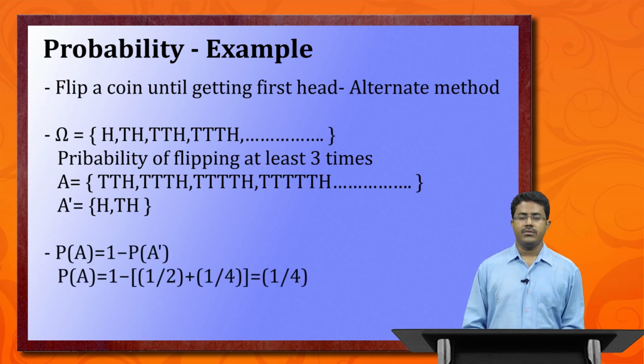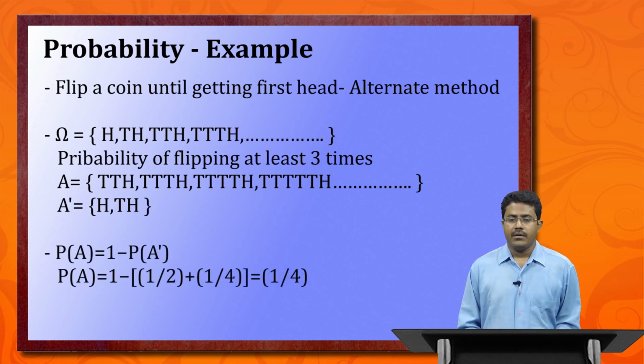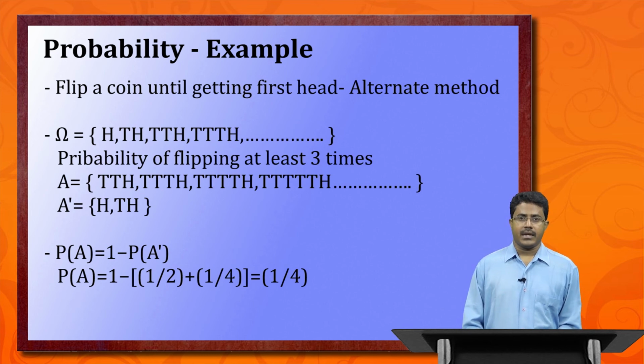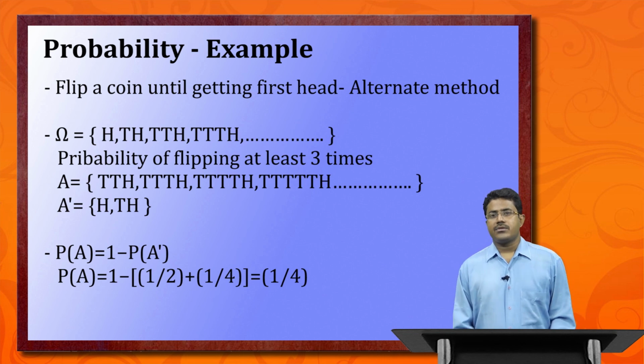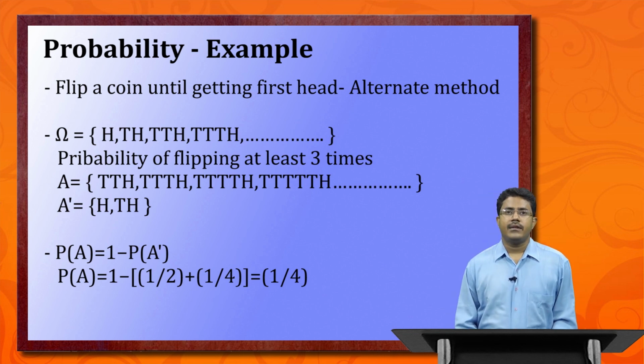So P(A) equals 1 minus P(not A). In not A we get H and TH. For H the probability is half, and for TH it is half times half, so it is 1 by 4 in total for the complement to be 3 by 4... so P(A) equals 1 by 4. It can be calculated very easily this way.